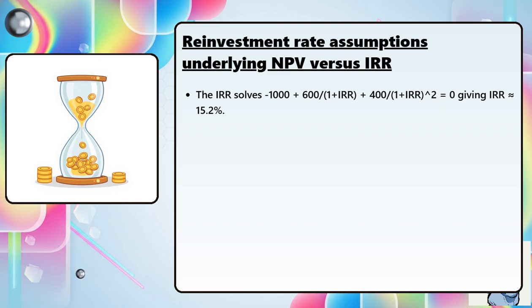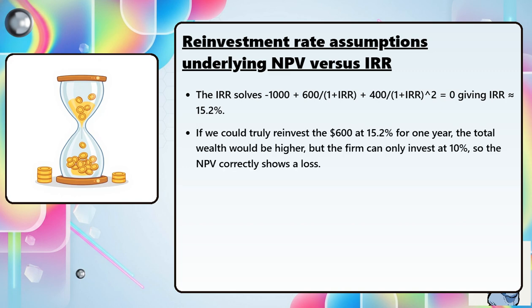giving IRR approximately 15.2%. If we could truly reinvest the $600 at 15.2% for 1 year, the total wealth would be higher. But the firm can only invest at 10%, so the NPV correctly shows a loss.